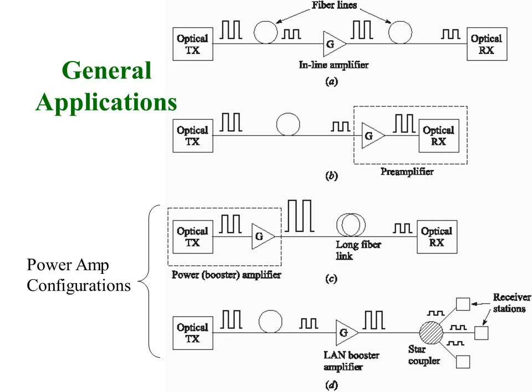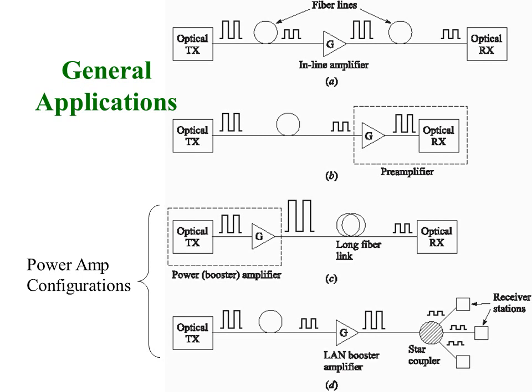The preamplifier is used just before the optical receiver. Before the photodetector, whatever signal is received through the optical fiber should be amplified, and then it will be fed to the photodetector. That is called a preamplifier, used to increase the receiver sensitivity. One more is the power amplifier. Immediately after the optical transmitter, the signal is amplified and then transmitted through the optical fiber.